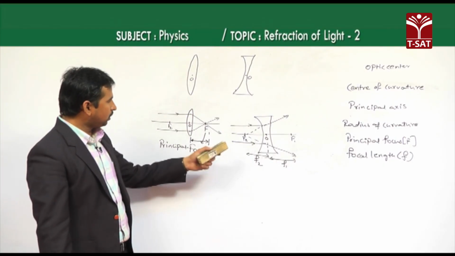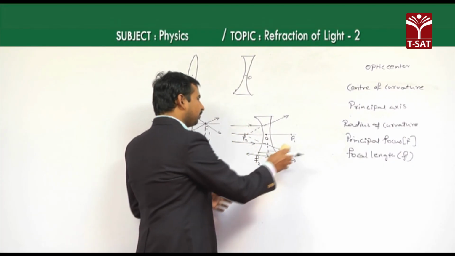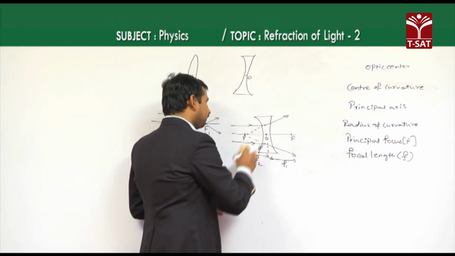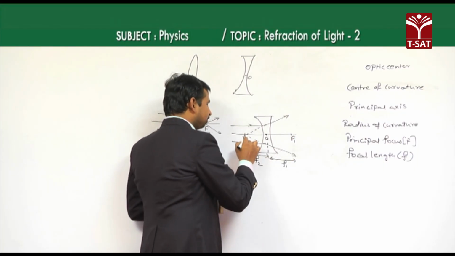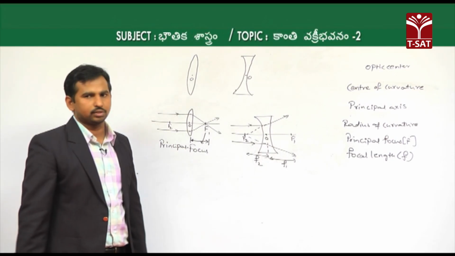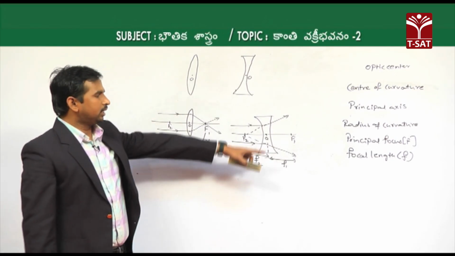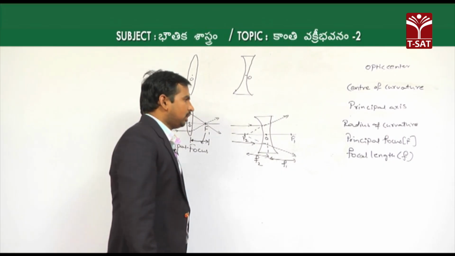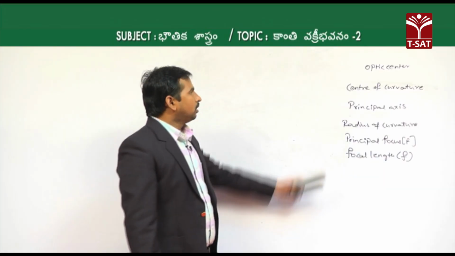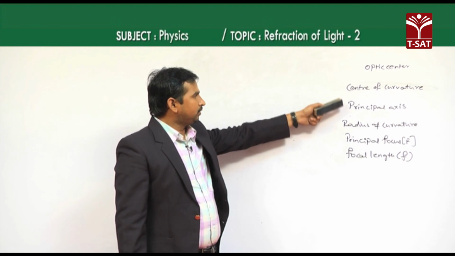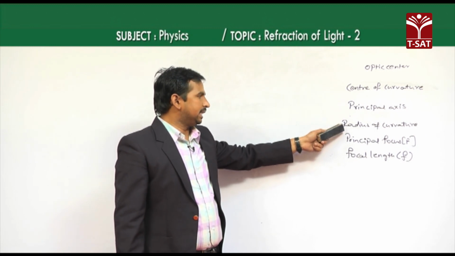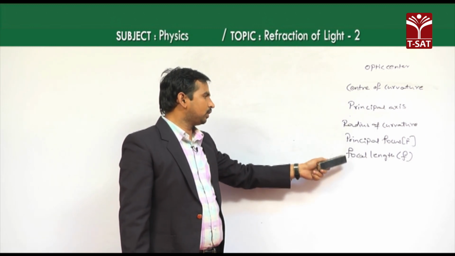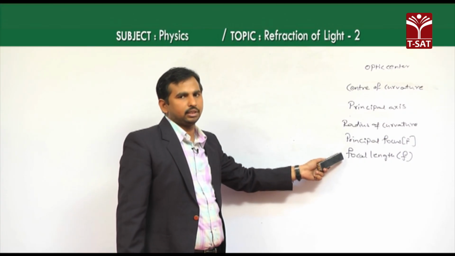Okay. And as this is a diverging lens, we have to take this as F1 and this as F2, because these are virtual focus. Okay. Now that is the focal length we got. And the next one is, now we have got the optic center, center of curvature, principal axis, radius of curvature, principal focus and focal length.